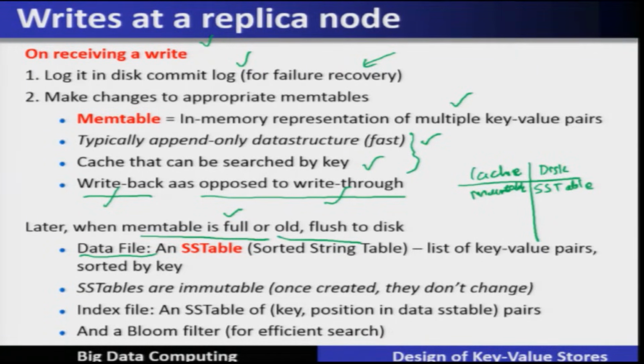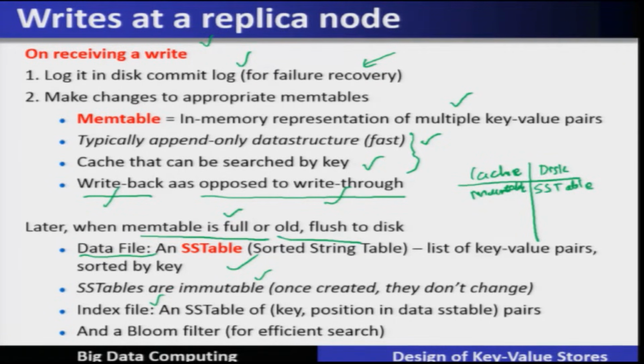So, the data file which is stored in an SS table, whose full form is sorted string table, is a list of key value pairs which are sorted by the key. SS tables are immutable, that is, once created they do not change, and they also maintain an index file so that search becomes fast.